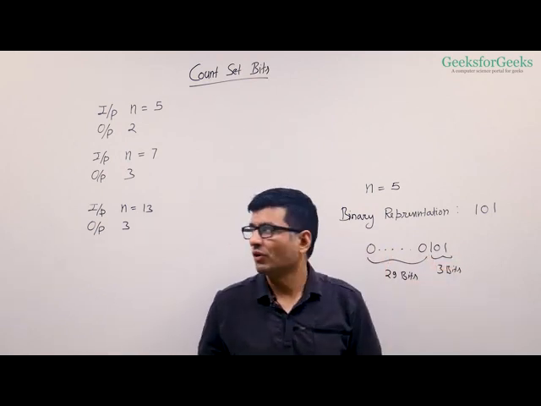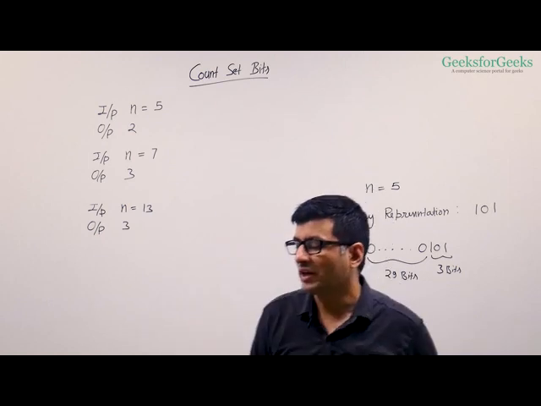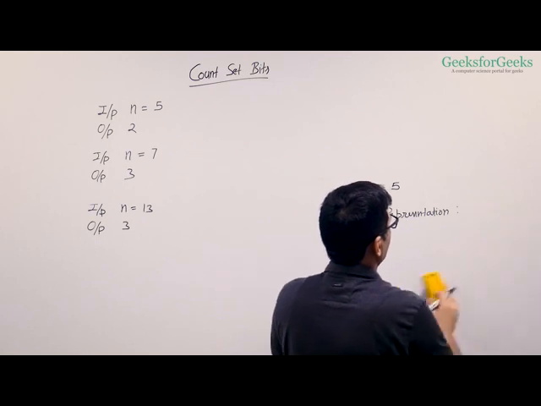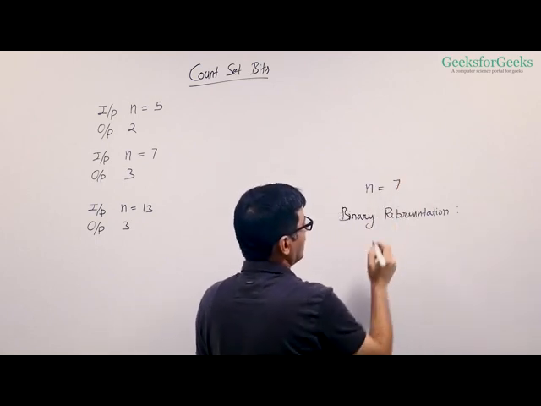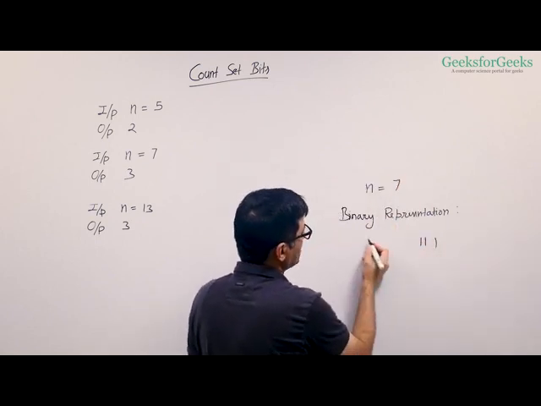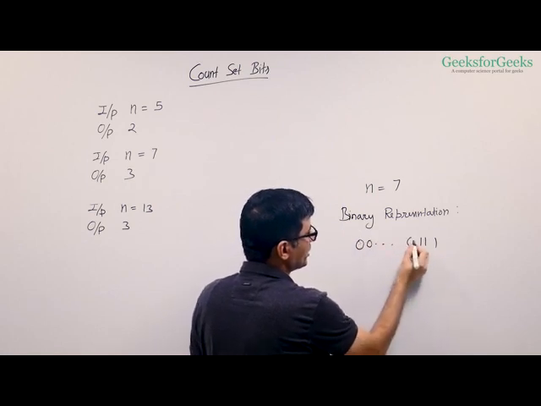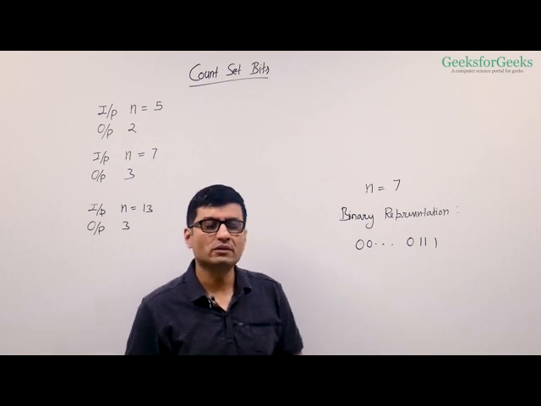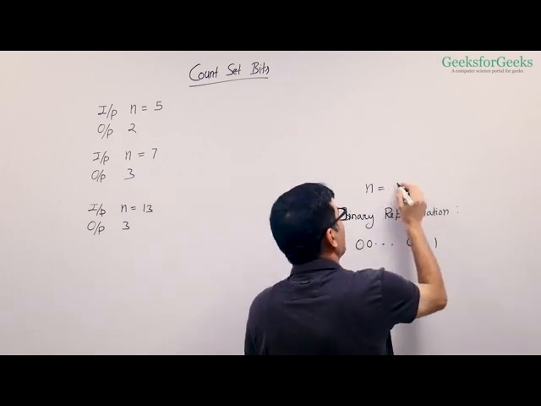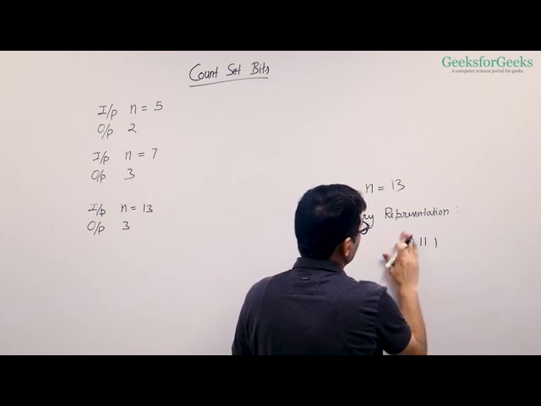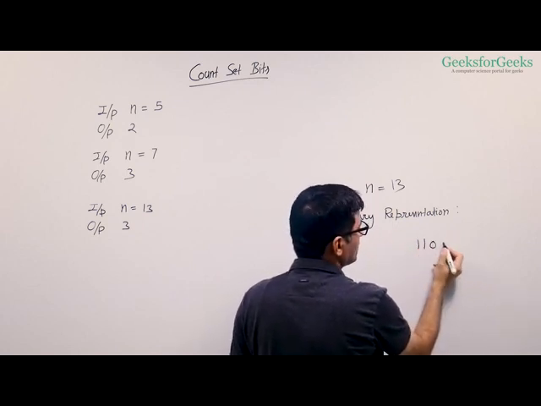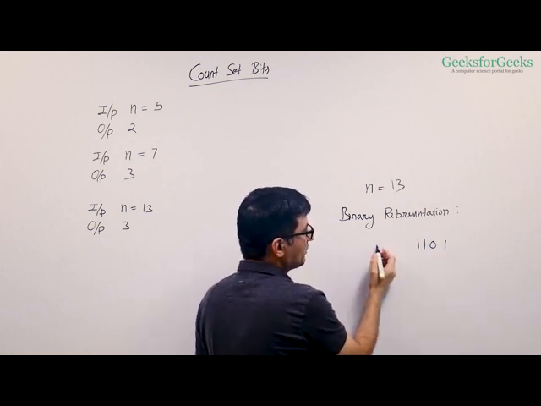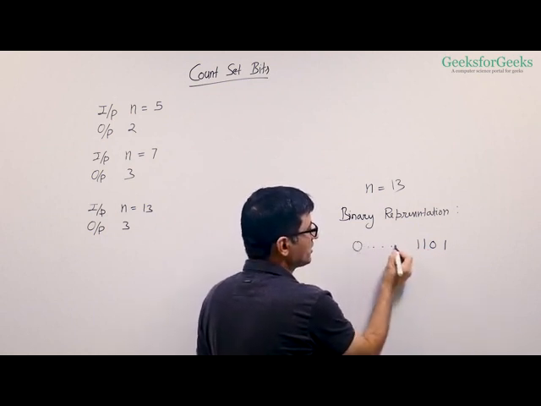For n equal to 7, our binary representation is the last 3 bits 111 and the first 29 bits 0 if it is 32 bit, right? For n equal to 13, our binary representation is 1101, 8, 4 and 1. These 4 bits are the last bits and then the first 28 bits are 0.